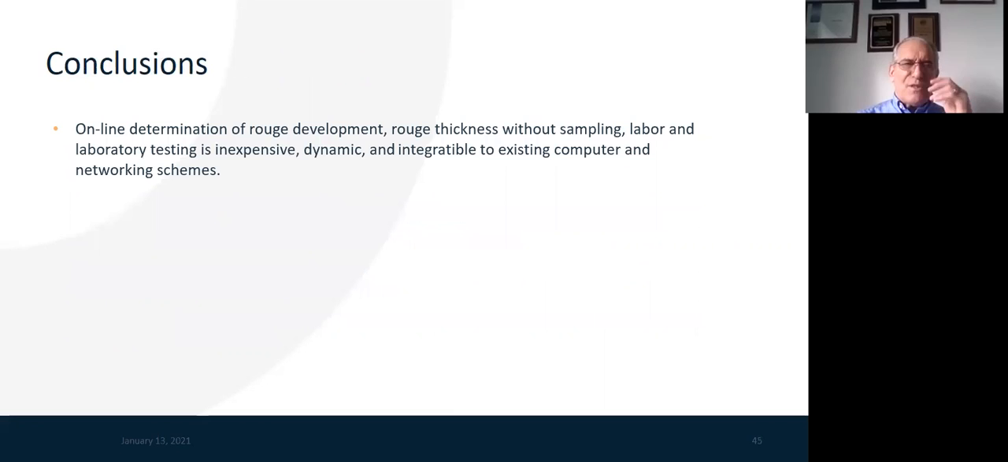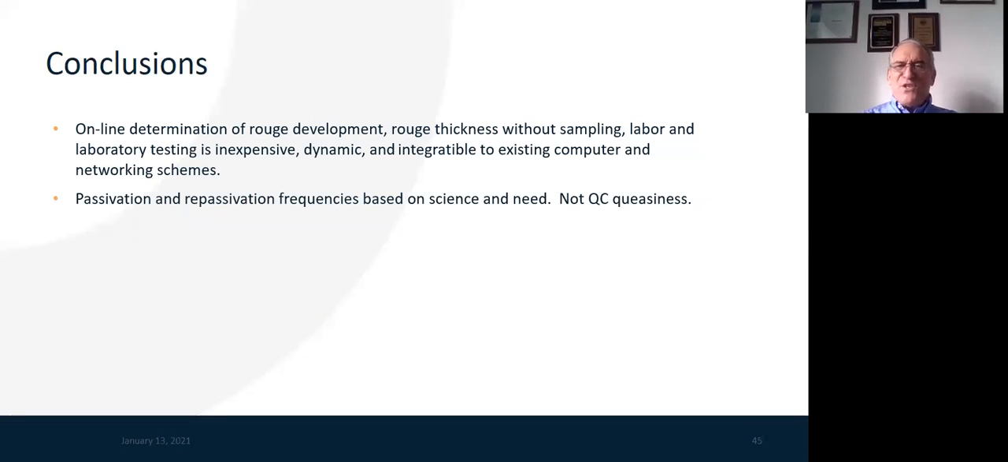A couple of quick conclusions. Online determination of Rouge development, its thickness over time, without sampling, without labor, without laboratory testing, is inexpensive, it's dynamic and integratable to existing computer and networking schemes. Passivation, repassivation frequencies should be based upon science and need, and not QC queasiness, not color, not because I want it done once a year, not because we do everything else once a year. It should be based upon real science.